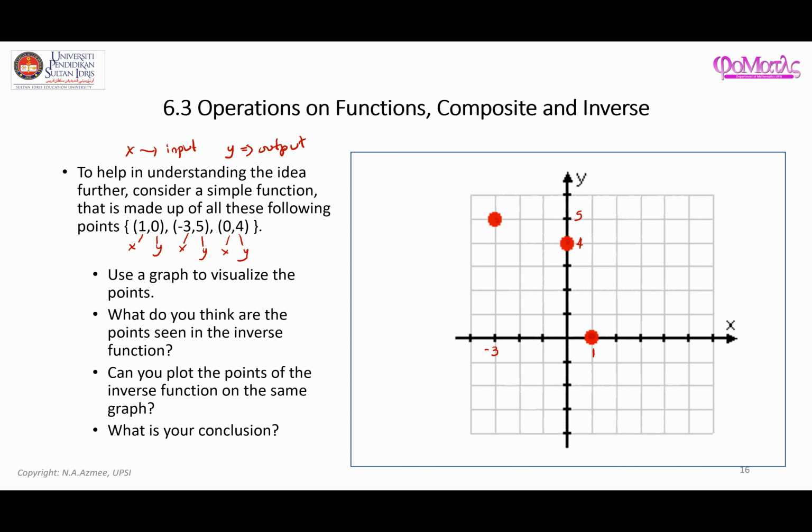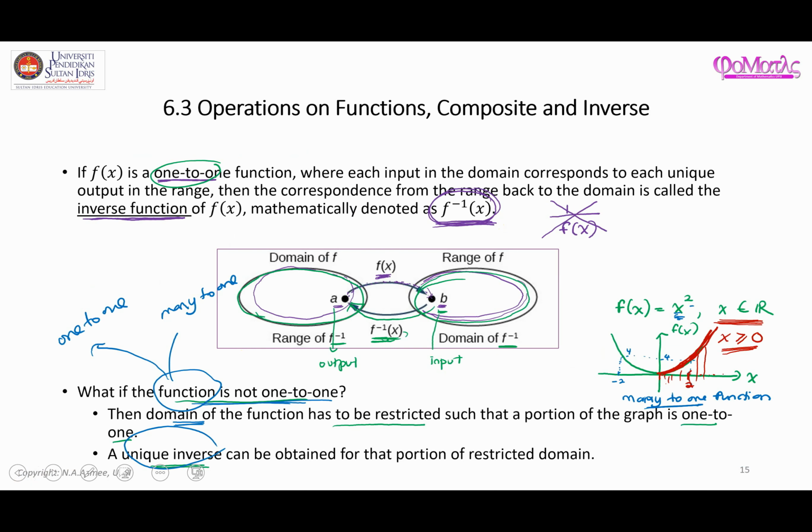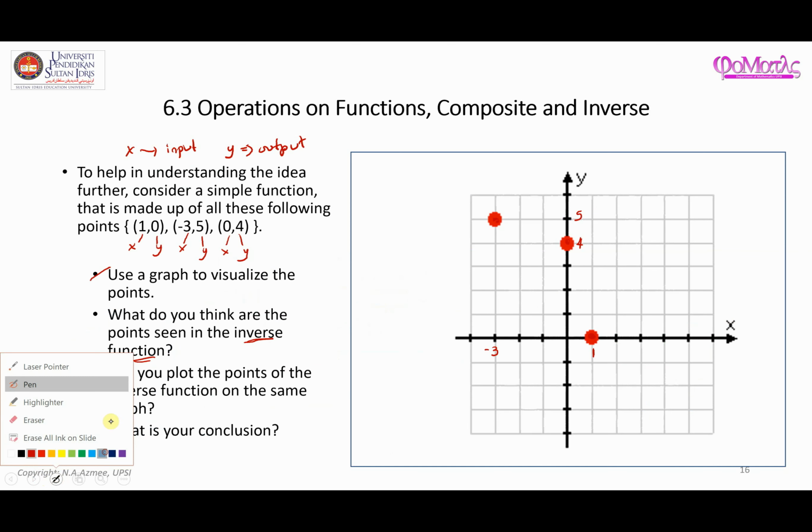So use a graph to visualize the points. Well, the points are already drawn here. Next, what do you think are the points seen in the inverse function? Now, recall that inverse function is a very simple idea. You just reverse the process. If in function f, this is input and this is output, in the inverse function, b will become input and a will become the output. So for this one, this is the input and this is the output. Input, output, input, and output. This is in function f.